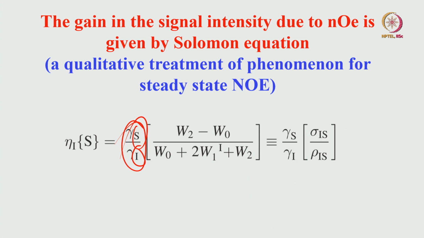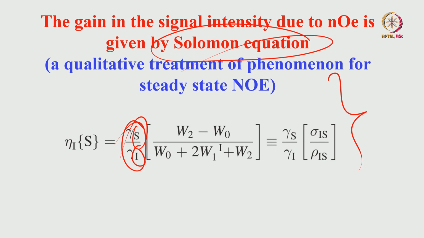The gain in the signal intensity due to NOE is given by a famous equation called Solomon equations. It is a qualitative statement for the phenomena of steady state NOE. It is a very big description, and it itself takes an enormous amount of time to discuss, to arrive at the equations, everything. There are two books on NOE itself by Nagel and Mike Williamson. Two books exclusively on NOE itself. Imagine the vastness of this topic.